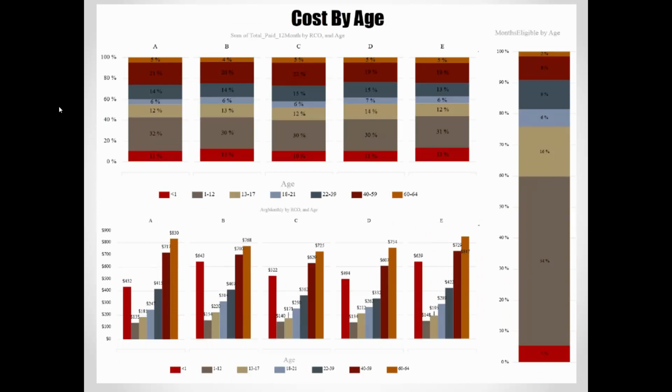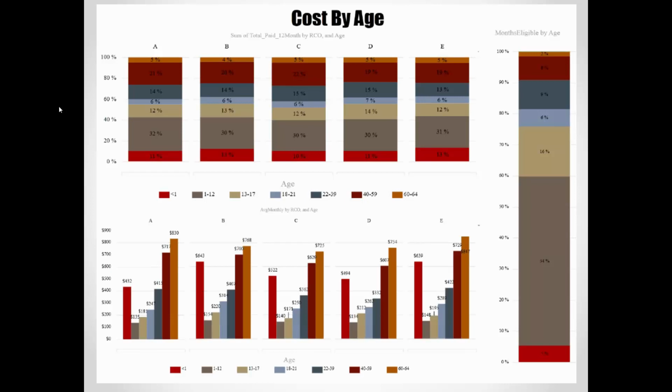We've broken cost out by age. First, I'll point out the chart on the right. We didn't see a huge difference in the population's age mixture among the RCOs. And so to kind of give you a reference as to what the age populations were, the chart on the right is the percentage of months eligible by age as part of just the population inside the RCOs. And then the set of charts on the top is the cost by age group, and so you can see what percentage of costs come from each age group, and you can compare that to the percentage of the population they are on the right.